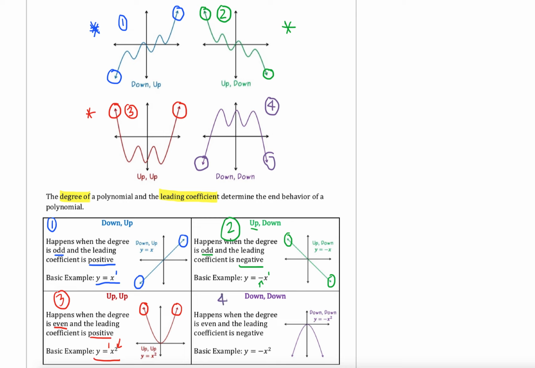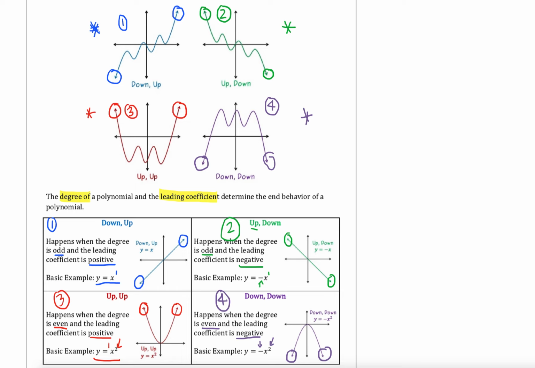Now our fourth case here is the down and down, and that happens when our degree is even and the leading coefficient is negative. So our most basic example of that would be y equals negative x squared. And we can see here our degree is even, it's a 2, and our leading coefficient is that negative 1. Now this, we knew from our last unit, is a reflection of the parabola over the x-axis, so our parabola is now facing downward. And I can see that both to the far left and to the far right, the graph is going down and down, just like it did in our general example up above.